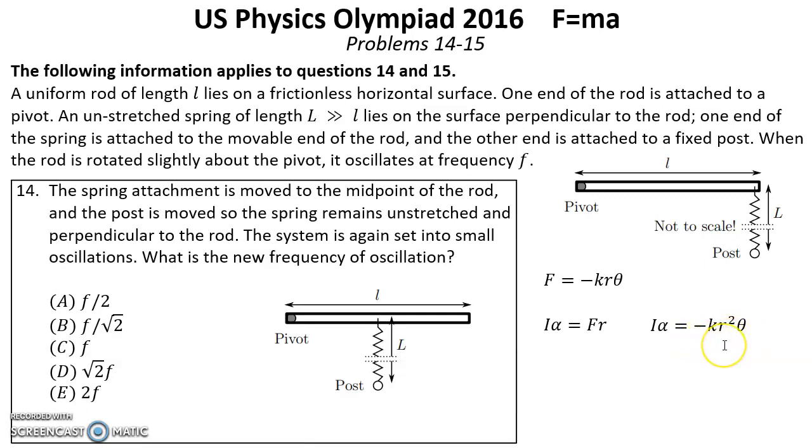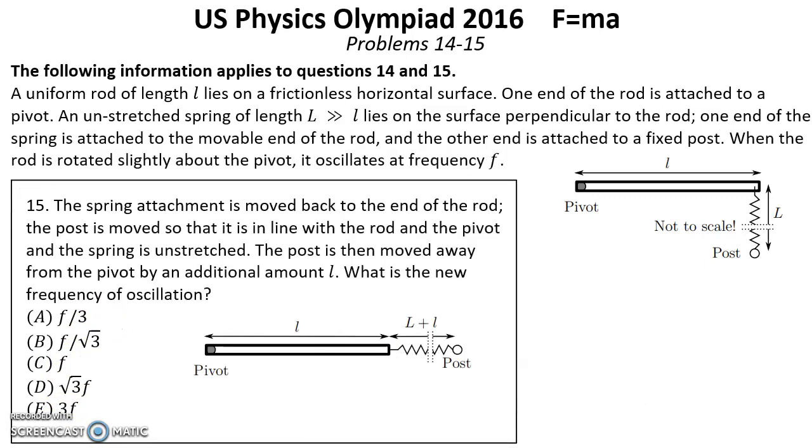From here we can find the frequency. The frequency equals this expression, and you see that it's proportional to the distance from the pivot to the spring end. It means that for problem number 14 we reduce this distance twice, so the frequency will reduce twice, and the correct answer is A for problem number 14. That's the answer.